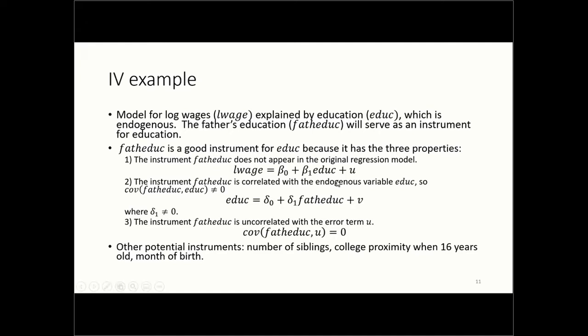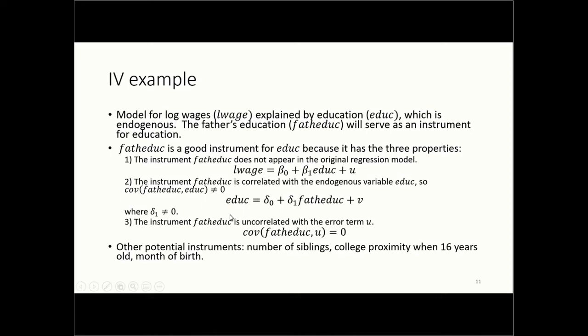The second property is that the instrument, father's education, would be correlated with the endogenous variable, education, so that the covariance is not equal to zero. In other words, we have a relationship between the education of a person and their father's education, where this delta 1 coefficient would be significantly different from zero. That makes sense because if you grow up in a household where the father had a higher education, perhaps the child would have higher education. So that's reasonable as a second property.